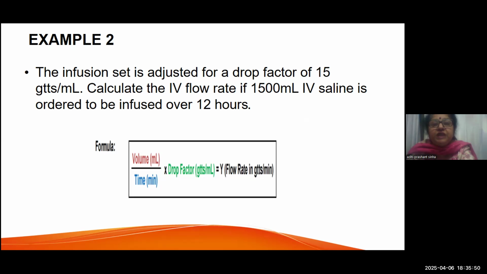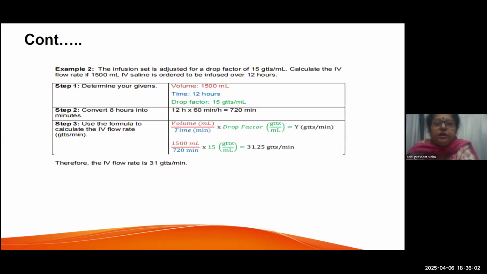The IV infusion set is adjusted for a drop factor of 15 drops per ml. You have to calculate the flow rate for a 1500 ml volume of IV saline to be infused over 12 hours. So very simple. Now, what do you have? The volume is 1500 ml. The time you have to administer over is 12 hours, and the drop factor is 15 drops per ml.